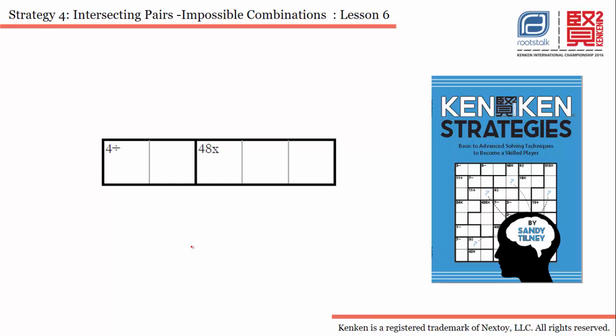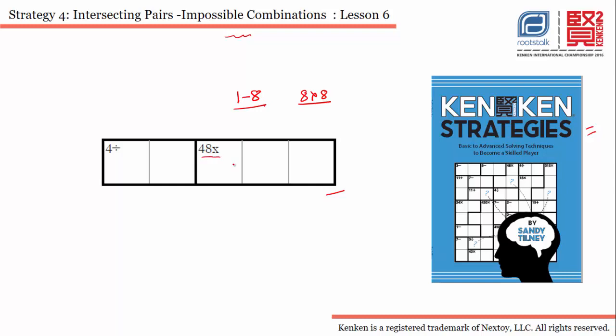Hello everyone, and welcome to lesson 6 of strategy 4. This is a very interesting problem I have taken from the book KenKen Strategies. It is a best example of explaining the concept of impossible combinations. This is a small part of an 8 by 8 KenKen puzzle, so I can use numbers 1 to 8.